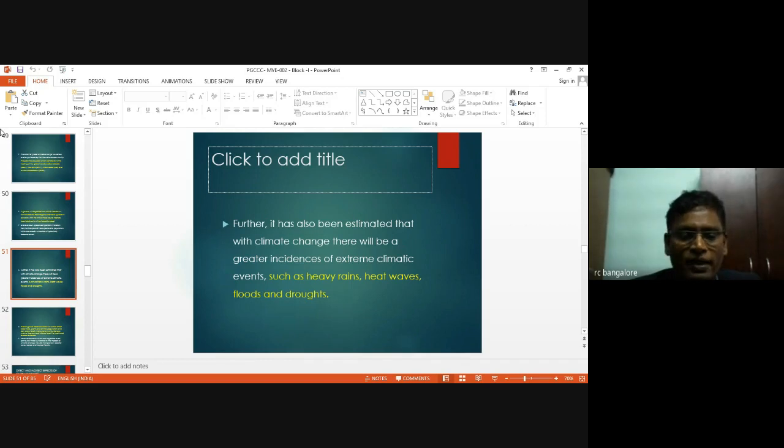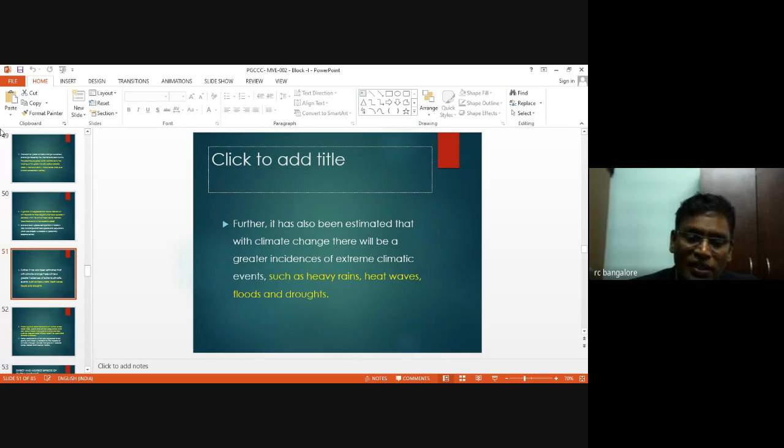Further, it has also been estimated that with climate change, there will be a greater instance of extreme climatic events. These climatic changes keep happening and disturbing the environmentally favorable conditions. We can witness extreme climatic events such as heavy rains in a particular location, heat waves, floods and droughts. Even now, if you see the newspaper or the news, we can see in many parts of the world in recent times heavy rain in a particular place causing drastic damage to livelihoods or the forest or whatever it may be.